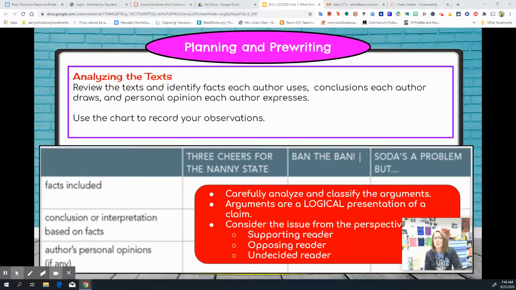Conclusions each author draws. So how are they reading into those facts? So what conclusions they're drawing, how they're reading in, what assumptions they're making based on those facts, and then the personal opinions of each author. And then you're going to use the chart to help you record those answers in.